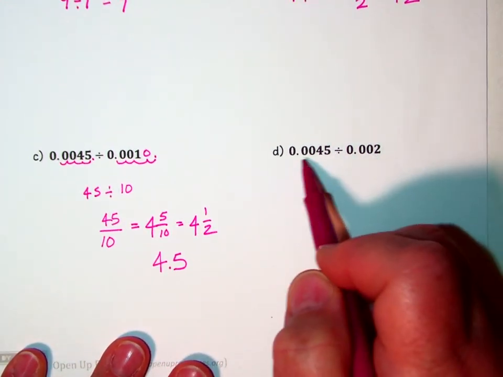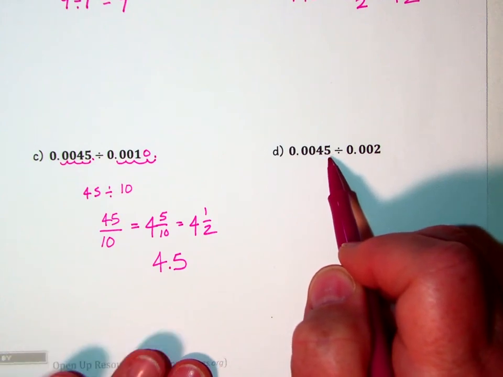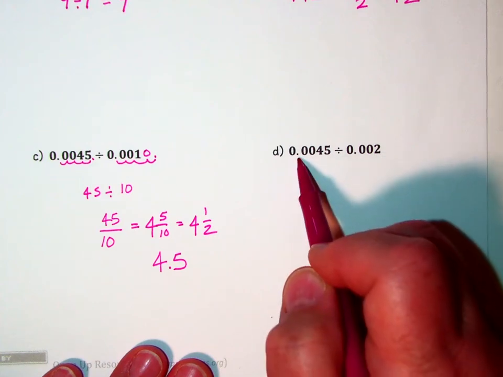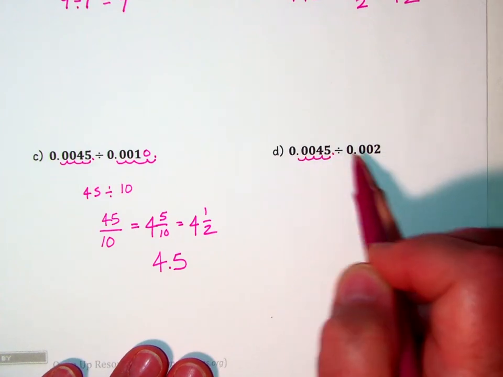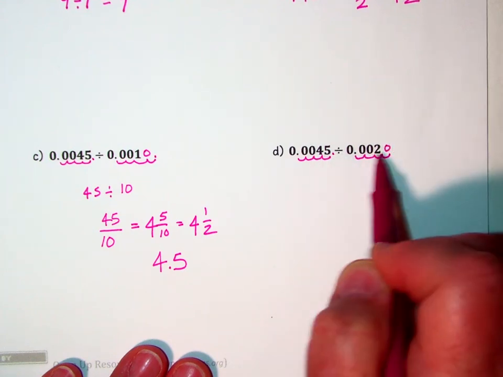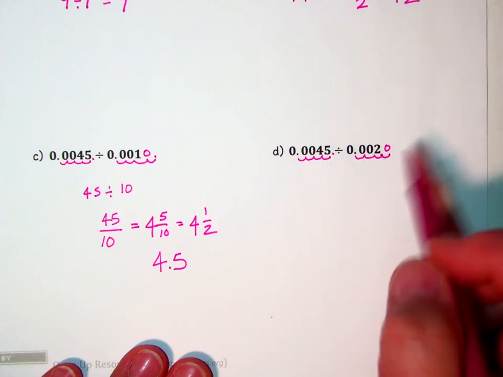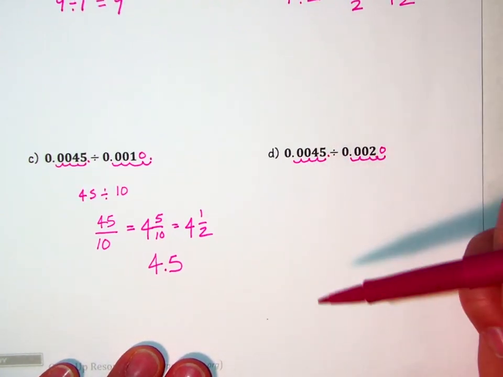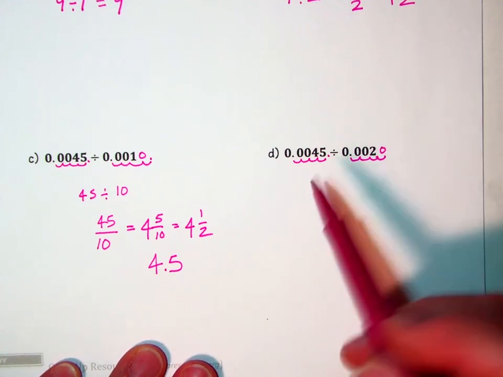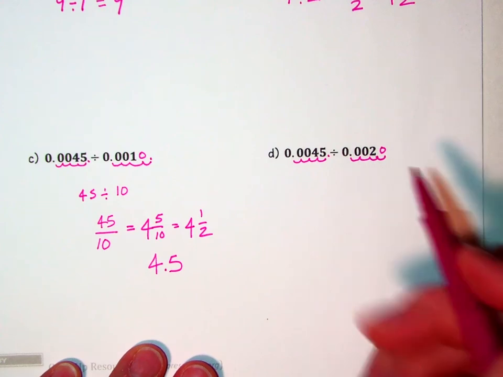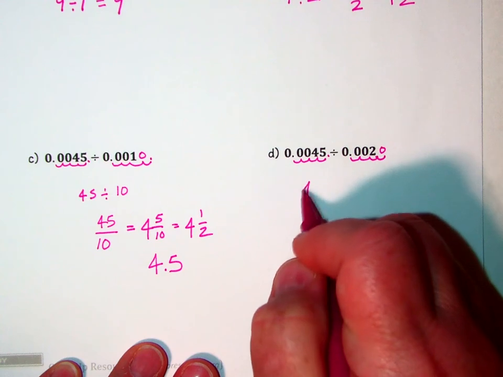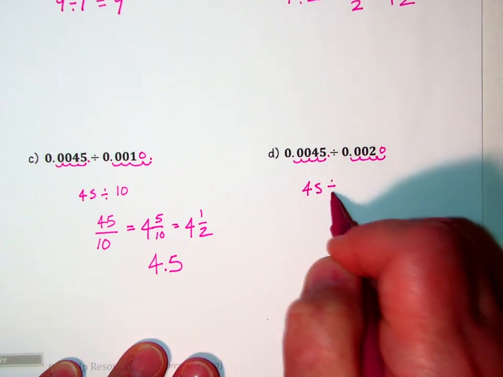Okay. D is similar. I've got 4 decimal places in my dividend and 3 in my divisor, so I'm going to move it over 4 in both of them. I can't just move it over 3 in this one to get rid of the decimal, because you have to do the same thing. If you're thinking about this as a fraction, you can keep a fraction equivalent by multiplying the top and bottom by the same number, or dividing the top and bottom by the same number. So in this case, we're multiplying them both by, not even 1,000, by 10,000. So this becomes 45 divided by 20.